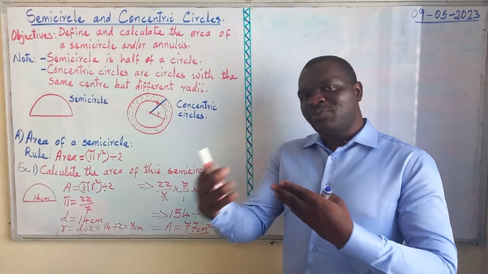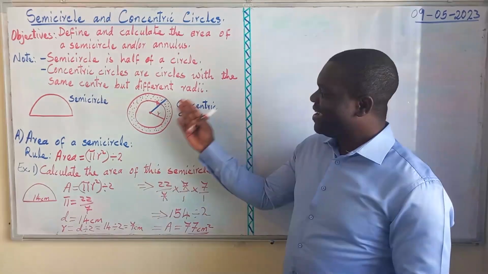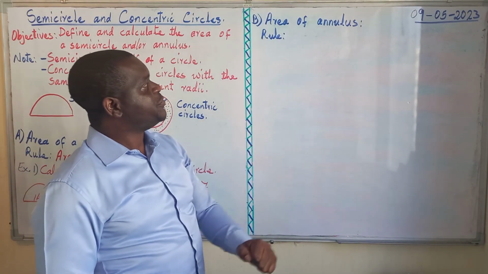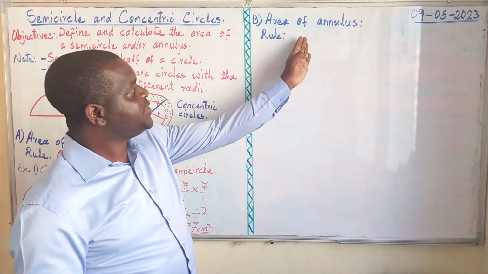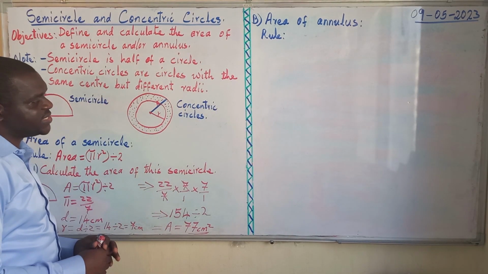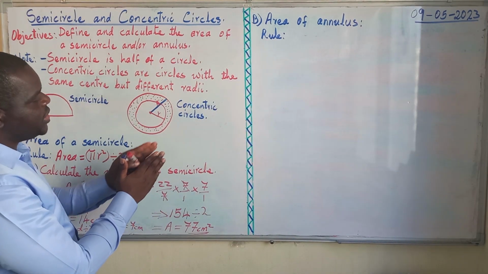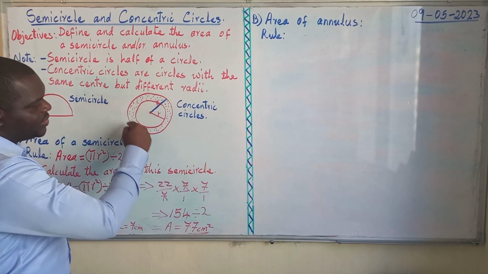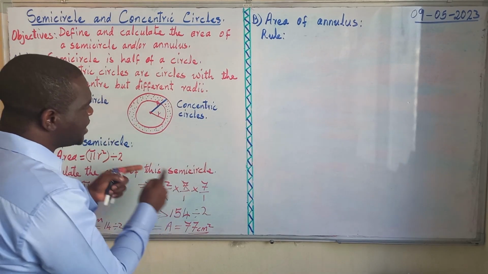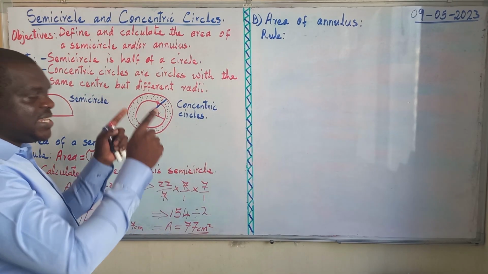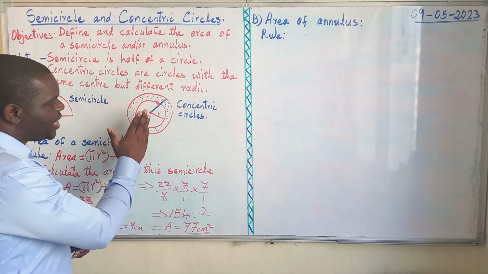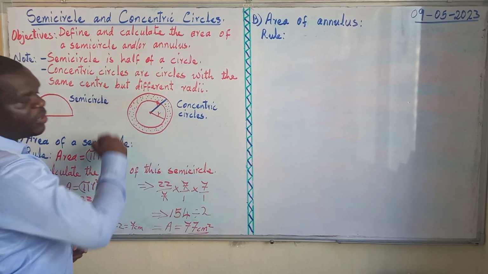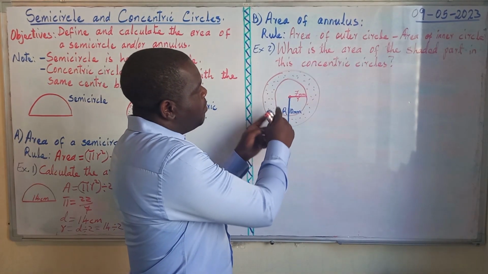If this is understood, then we move to the next aspect, which is area of concentric circles. B is area of annulus. Before we state the rule, let's understand what an annulus is. Annulus is this area between the inner circle and the outer circle. So for us to find this area, we have to calculate the area of the outer circle and the area of the inner circle and find the difference. So here our rule will be area of larger circle minus the area of the smaller circle. Concentric circles form the annulus.